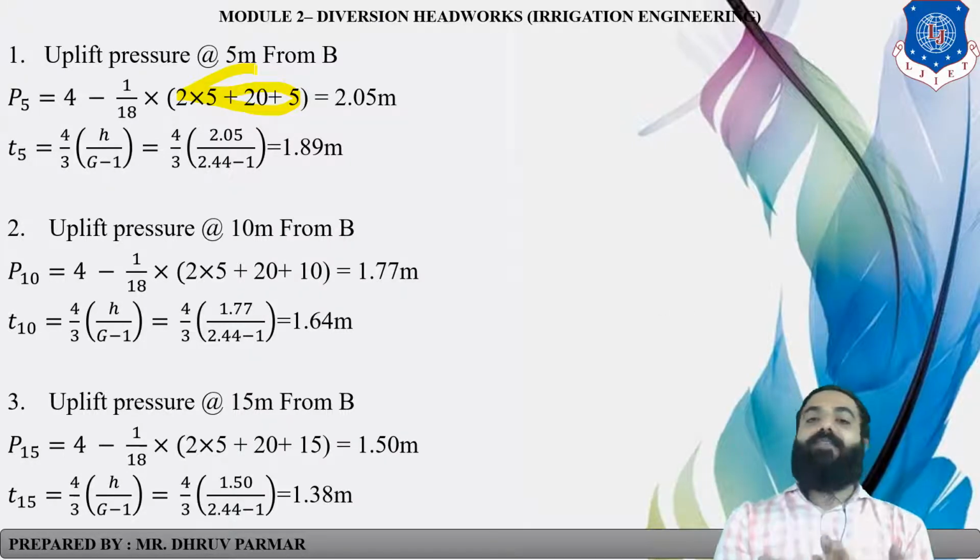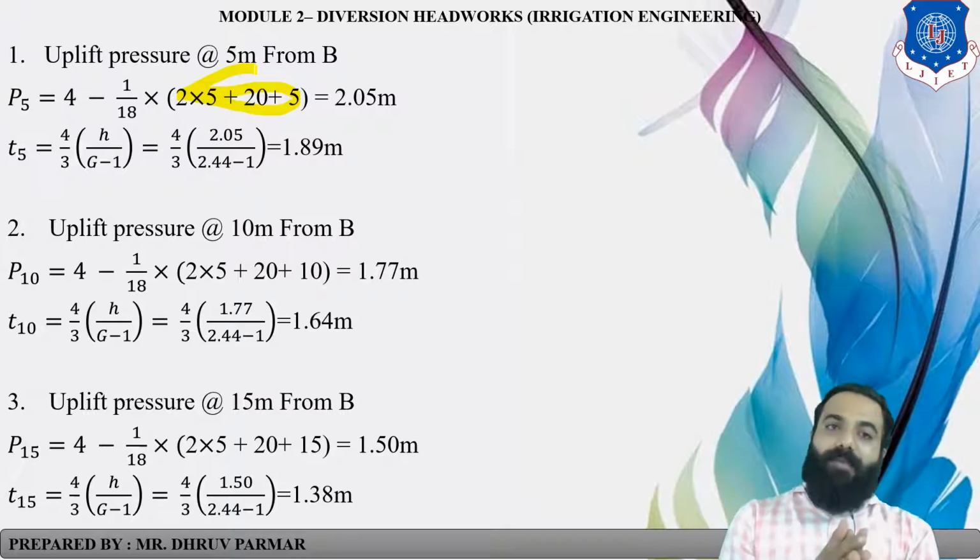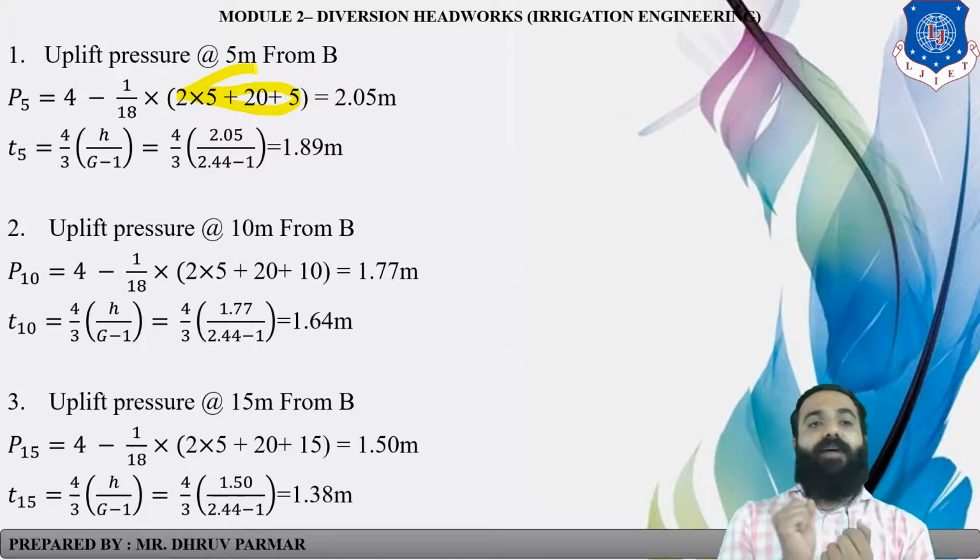And what is the thickness formula? You know that it is 4 by 3, H upon G minus 1. And what is H? H means P5. So putting in this equation, we can get T5.